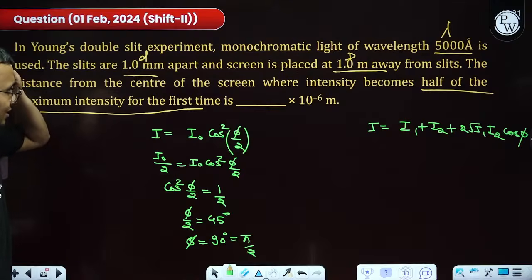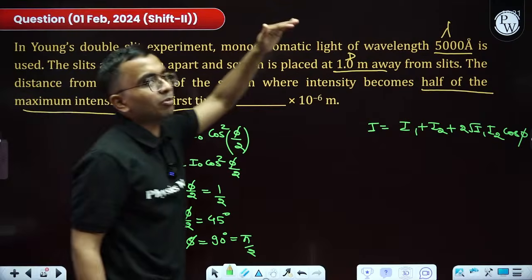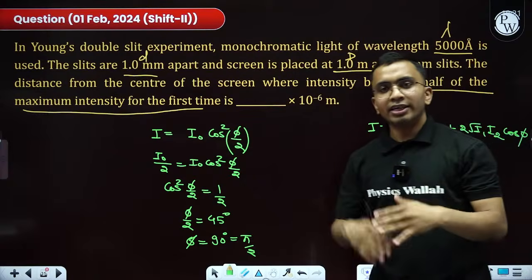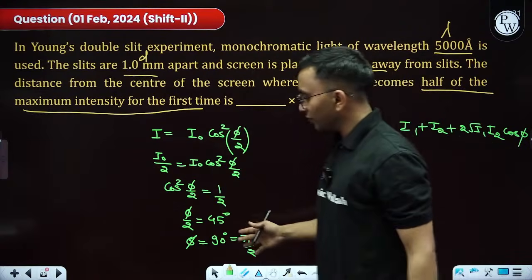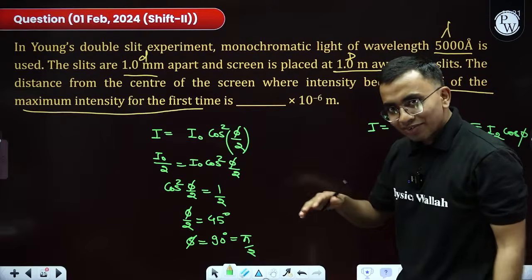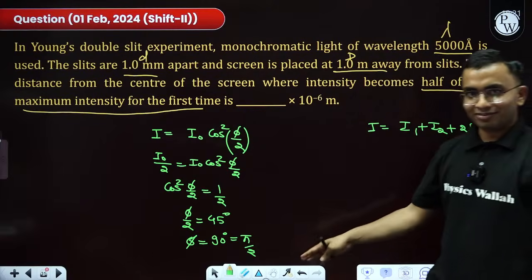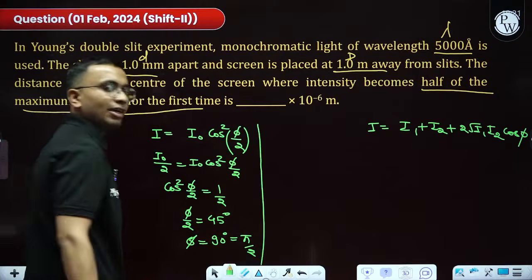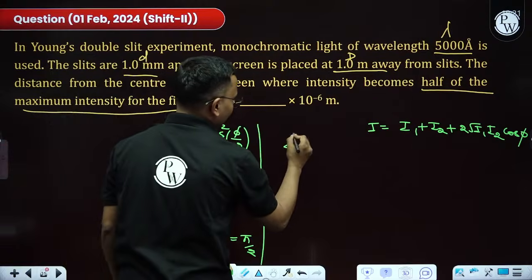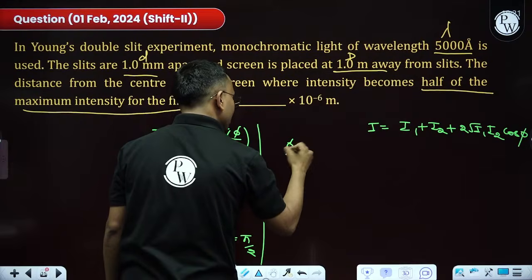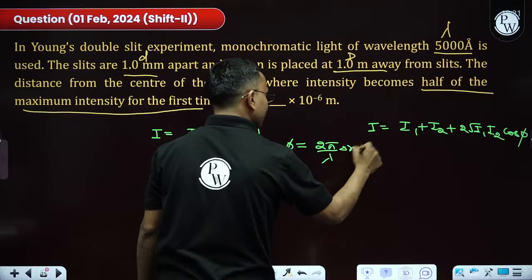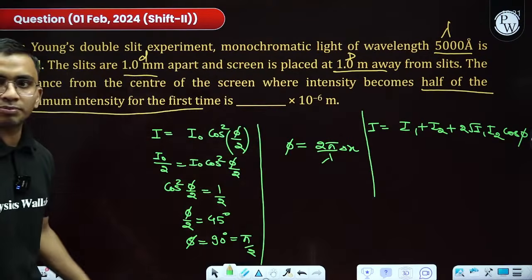I need a distance. I need where the intensity will become half for the first time. I got the phase difference. First of all, let us find the path difference from the phase difference, and then we will say where that path difference will happen. So this is my phase difference. Find path difference. How do we relate path difference and phase difference? Delta phi or phi is equal to 2 pi by lambda delta x. This is how we relate phase difference and path difference.